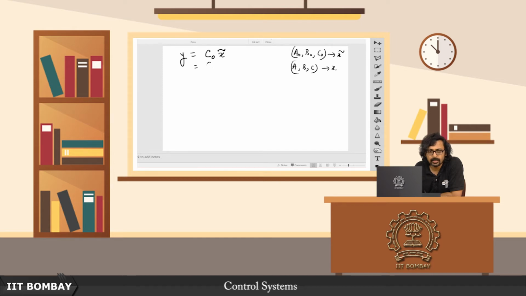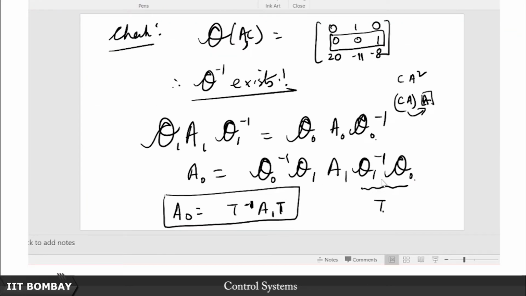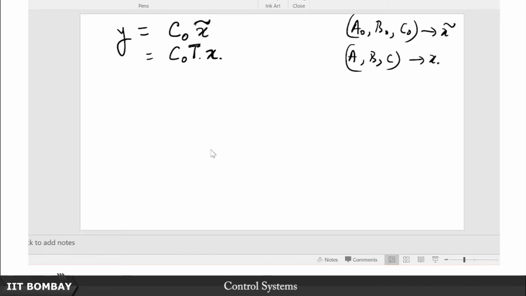So this is going to be nothing but C0 times T times x, that is how it is going to be. And what is this T matrix? I have already determined what this T matrix is: it is the inverse of the observability matrix in the given form times the observability matrix in the observer canonical form. So in exactly the same fashion as we obtain controller parameters from the controller canonical form, there exists a method to obtain the same from the observer canonical form.